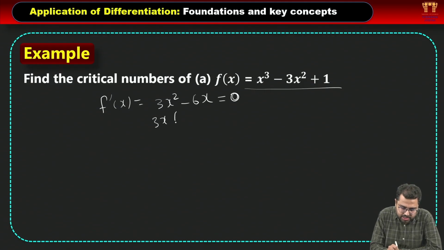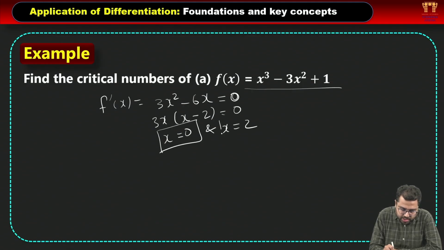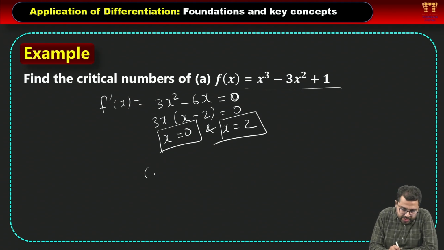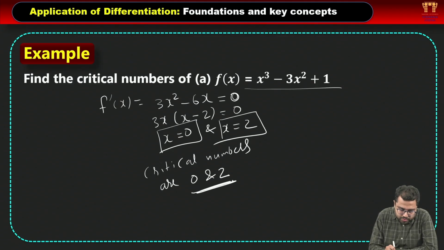So this is 3x(x minus 2) equal to 0. What will I get? x equal to 0 and x equal to 2. So at these points your function's derivative is 0. So what did we get? The critical numbers are 0 and 2.